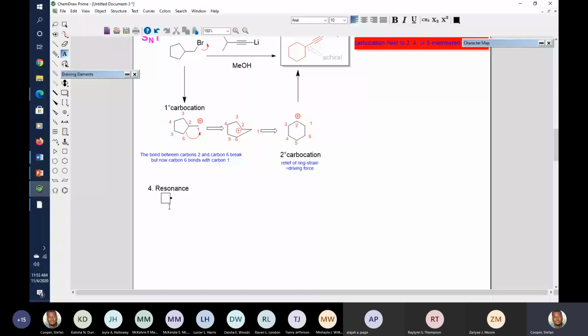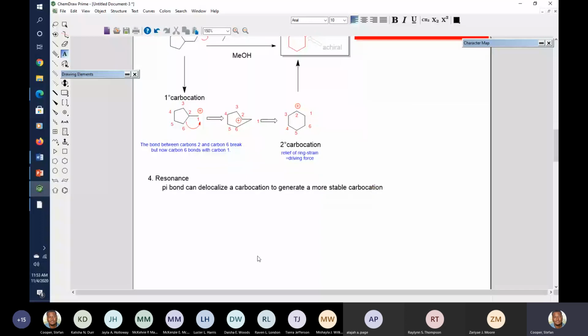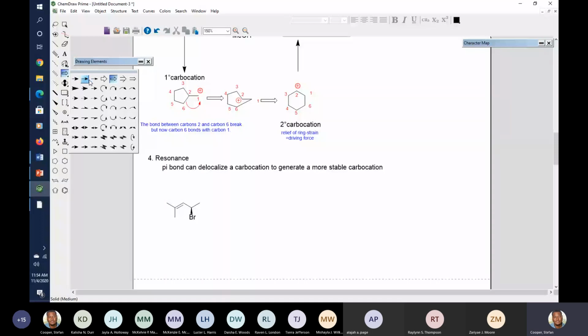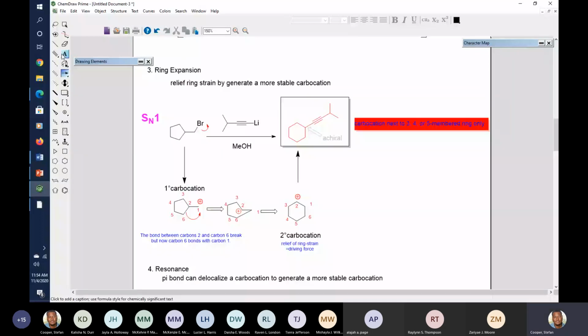Pi bonds can be localized. The carbon cation generated is more stable. Let's take a look at an example here really quickly. I'm going to use the same nucleophile and solvent for this as well.